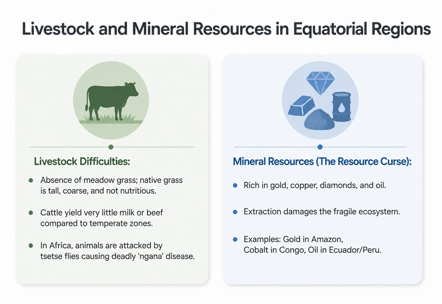On the flip side, these regions are incredibly rich in minerals: gold, diamonds, copper, and oil. However, this often leads to a resource curse. Mining for cobalt in the Congo or drilling for oil in the Amazon brings wealth, but it causes massive, often irreversible destruction to the fragile rainforest ecosystem.